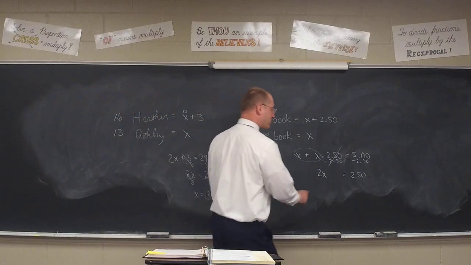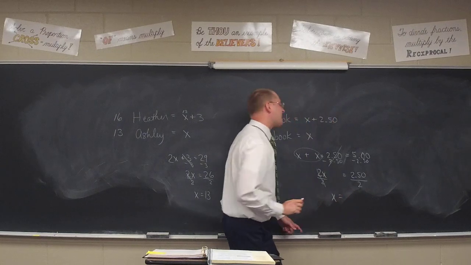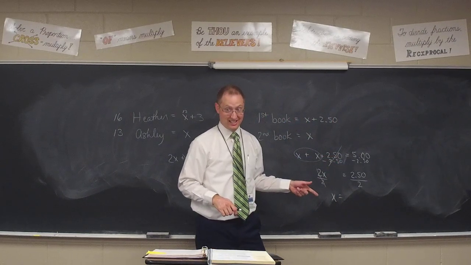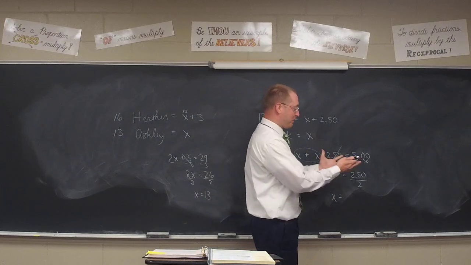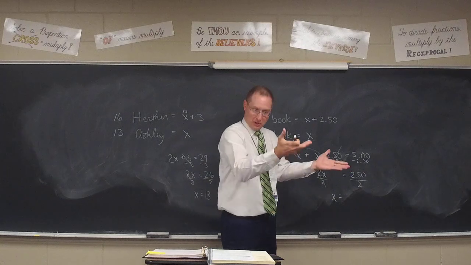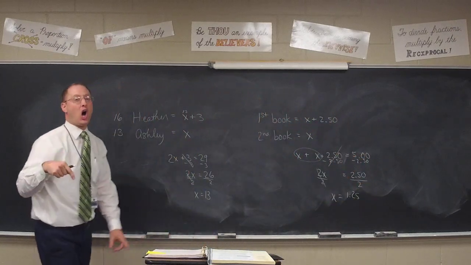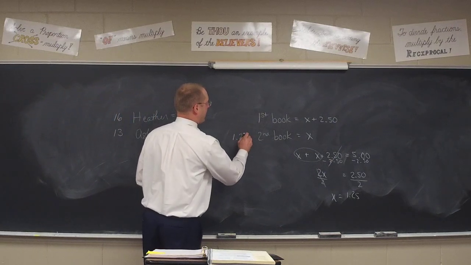All right, so now we've got to divide both sides by the 2, and this is why I wanted you to leave it in the money form here. What do we get if we cut 2.50 in half? $1.25, right? Because 2 dollar bills and 2 quarters, half of that is a dollar bill and a quarter. And so apparently, Griffin, what cost $1.25? The second book.